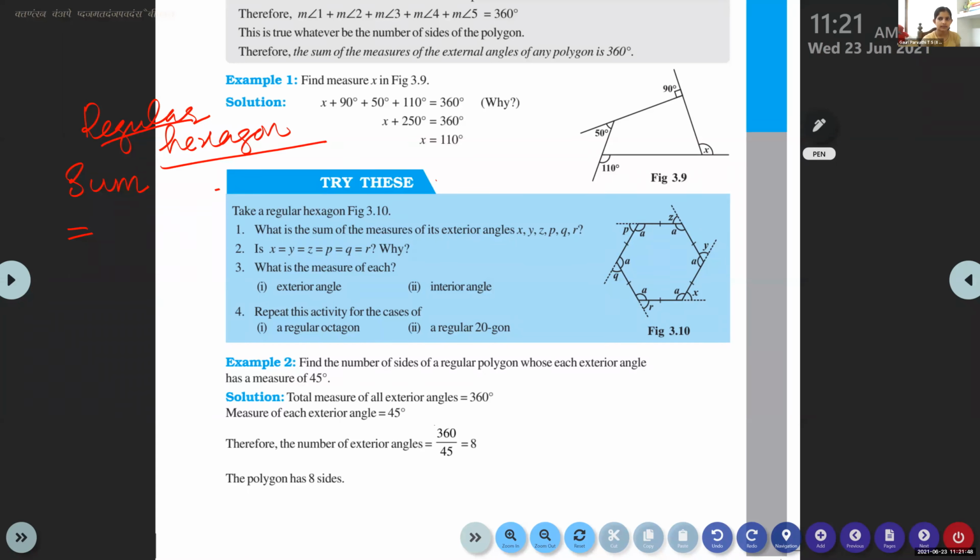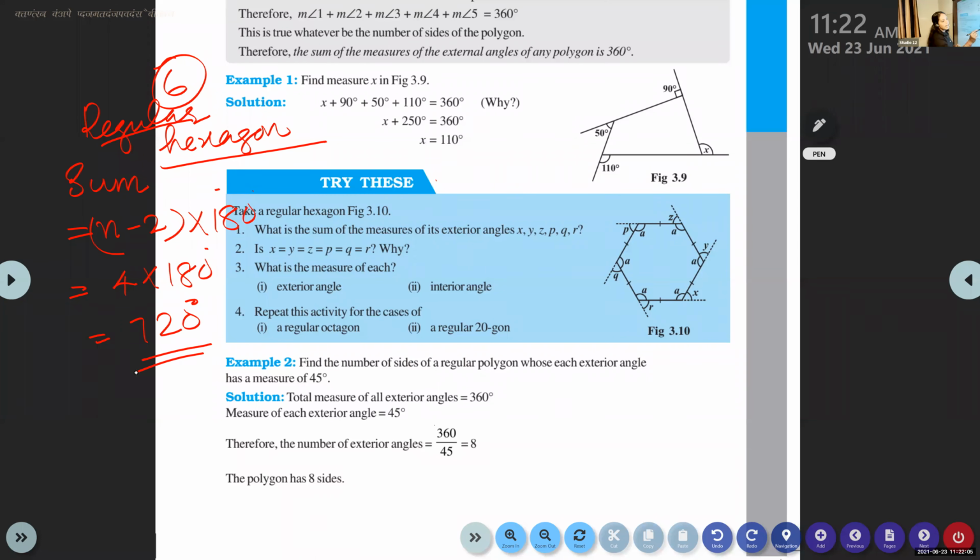Okay. So the formula we are using here is n minus 2 into 180. So regular hexagon means it is 6-sided figure. So n minus 2 means 4 into 180. That is 720. Since there are 6 angles, 720 divided by 6, you will get 120 as the answer. Okay, fine.